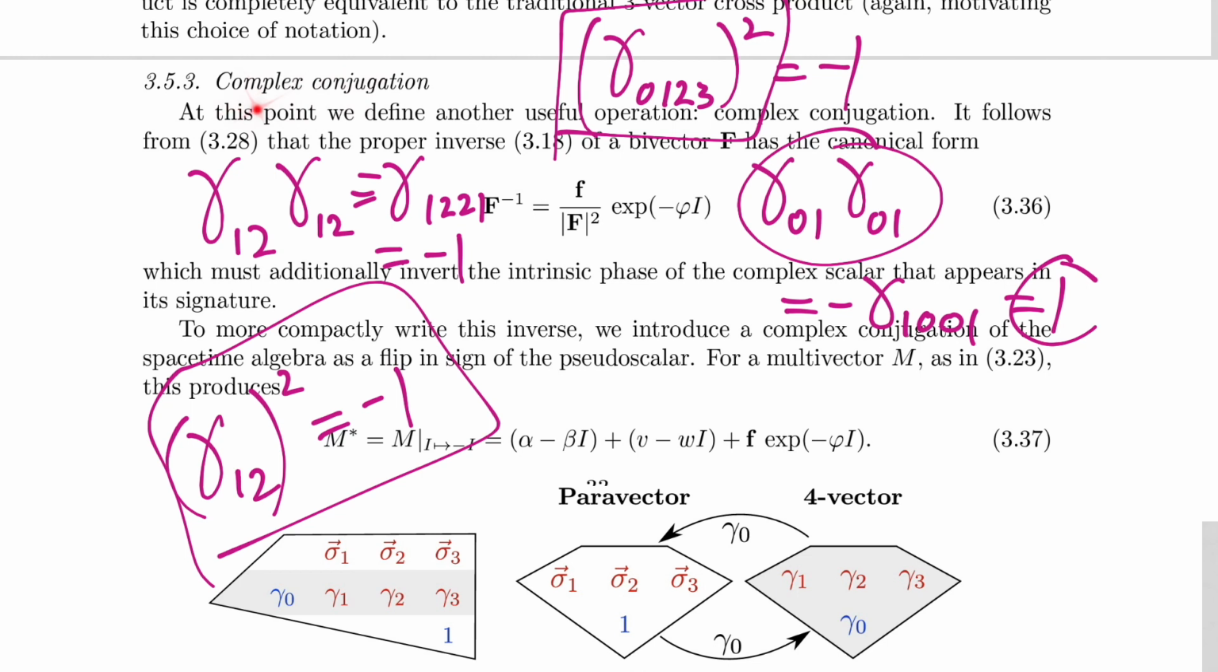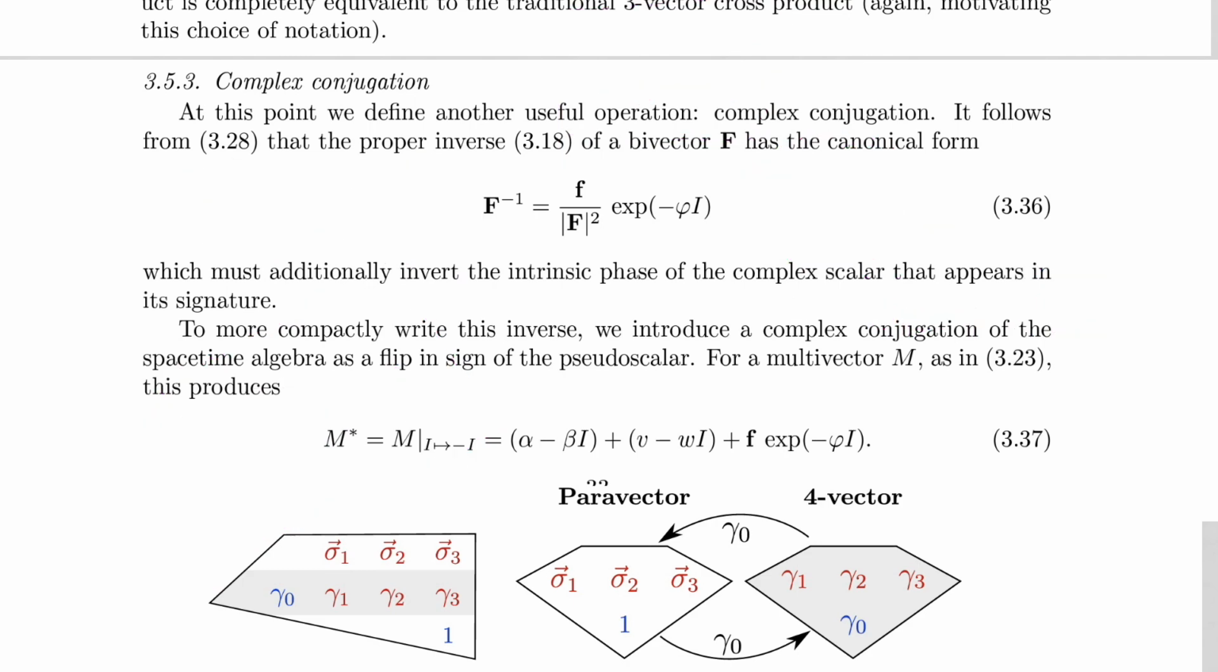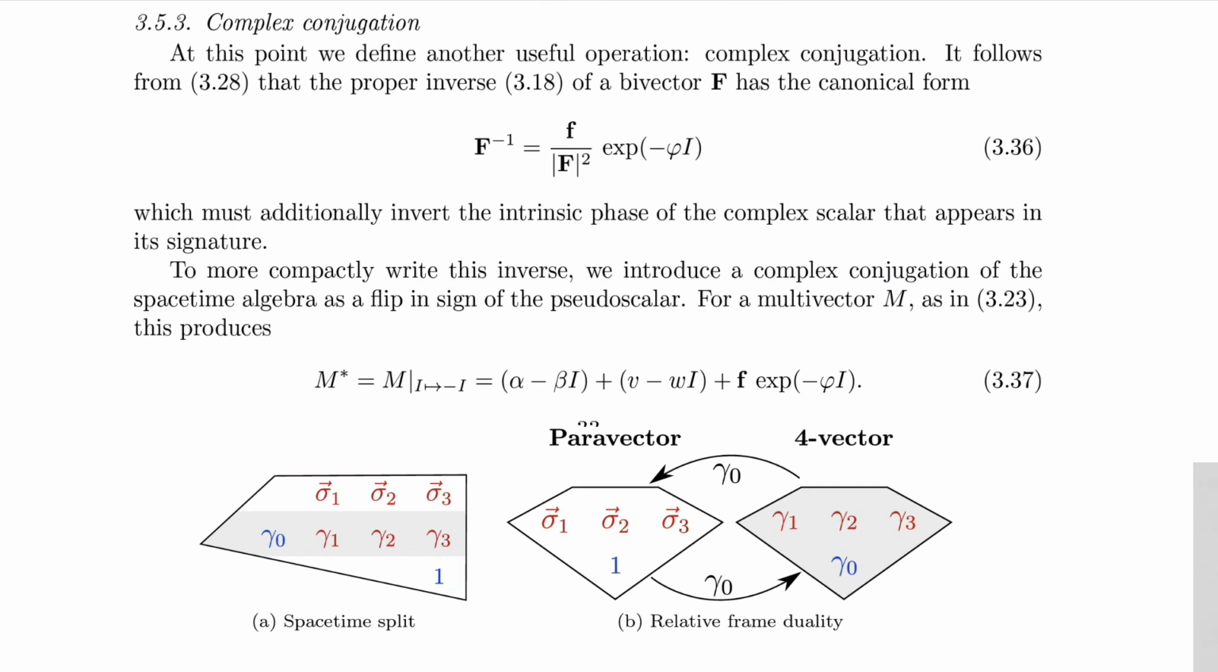But when we talk about complex conjugation, if we just say, take the thing that squares to minus 1 and change its sign, we better be a little careful because there's a couple of things that square to minus 1. It does turn out that the one we're interested in this section is just the pseudoscalar. But just take note that there's more than one thing in this algebra that squares to minus 1, and that will be very important. Okay, so let's begin reading. At this point, we define another useful operation, complex conjugation.